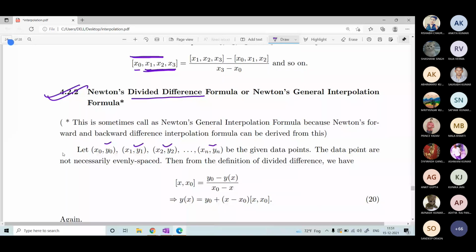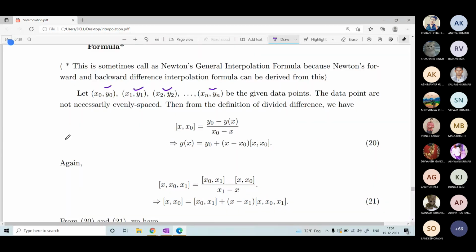Now, what you have to do is find the output at any arbitrary point x. This is your aim. Yes or no? What is the output at any arbitrary x? That is your aim. That is the formula of the polynomial.